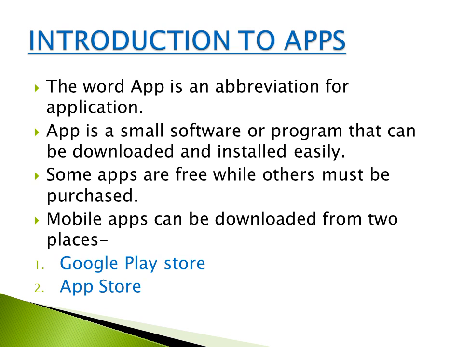Introduction to apps. The word app is an abbreviation for application. An app is a small software or a program that can be downloaded and installed easily. Some apps are free while others must be paid. As you have seen in the Play Store, you have some apps which are freely available and some are paid apps. Okay. Mobile apps can be downloaded from two places. First, Google Play Store and other is App Store.